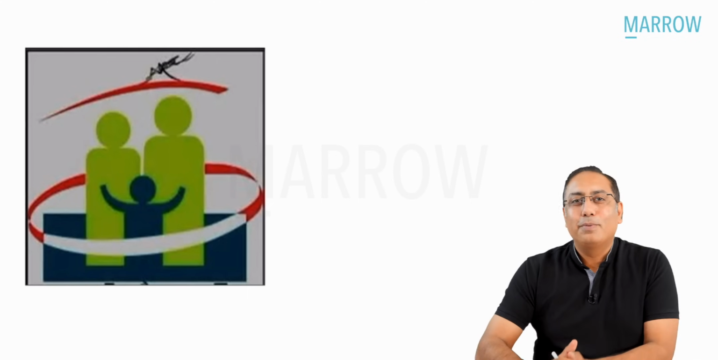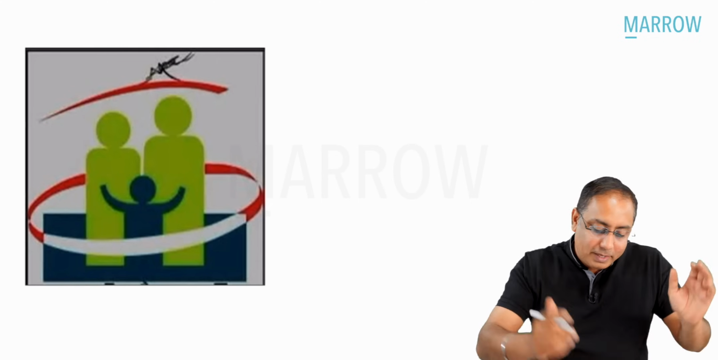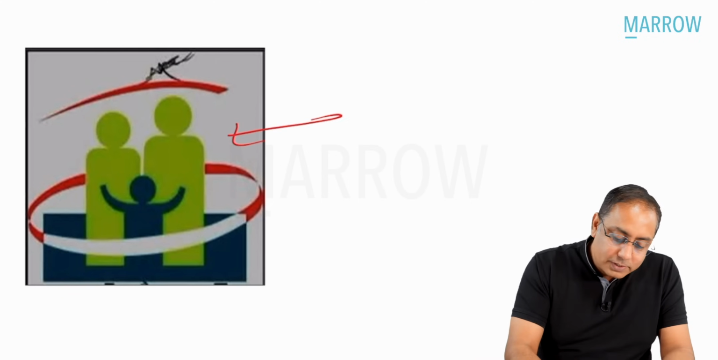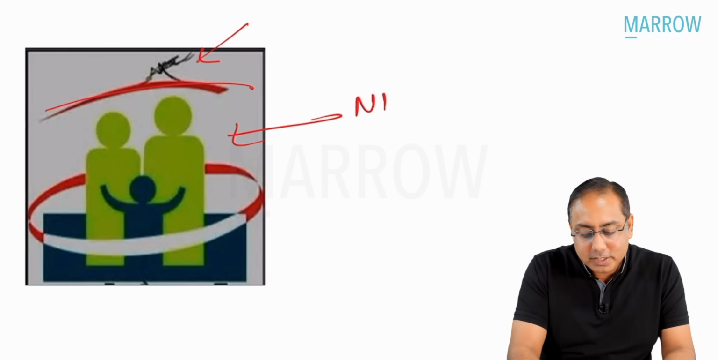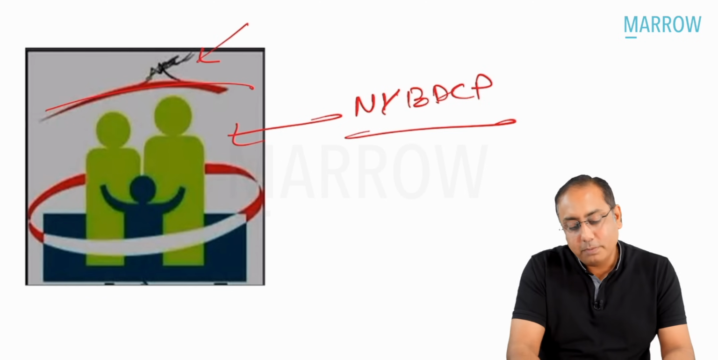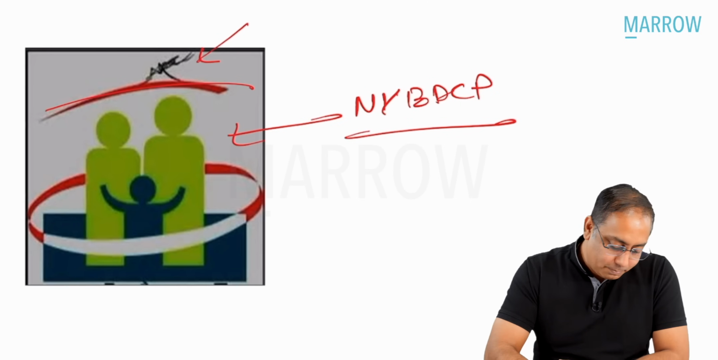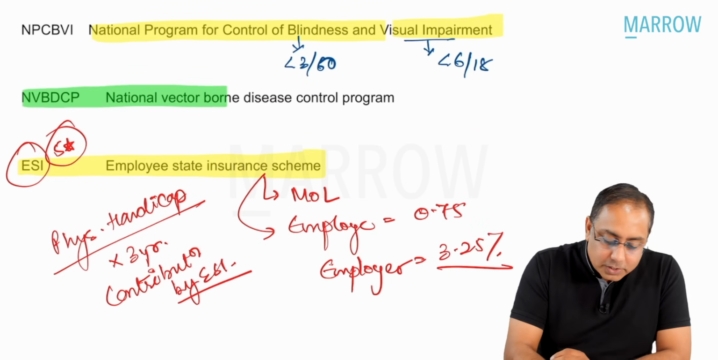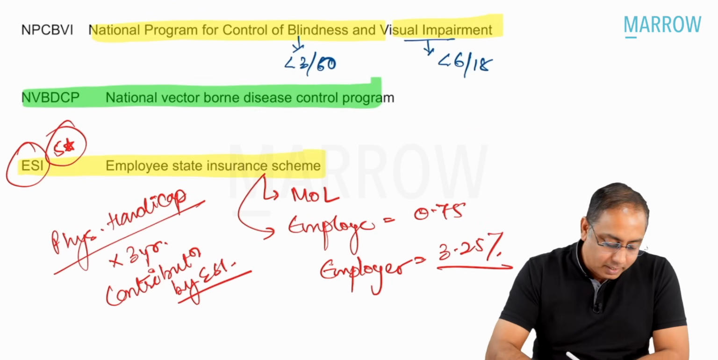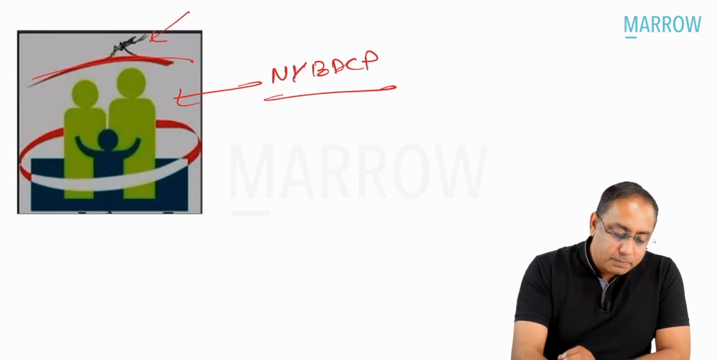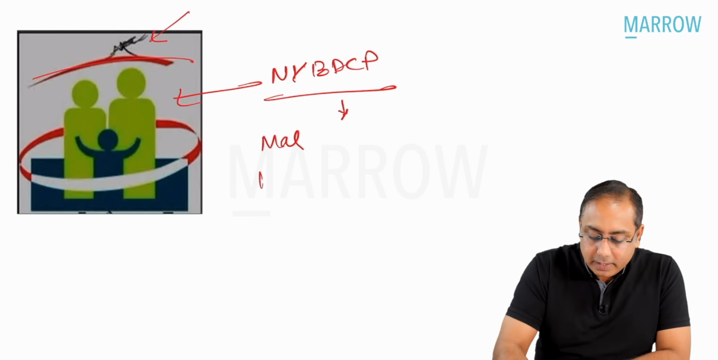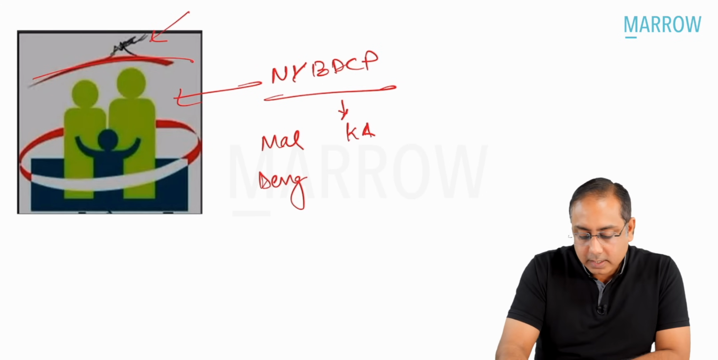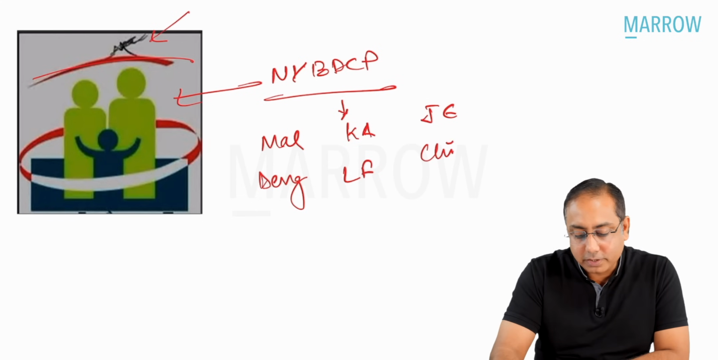Next in line, what is this logo, beta? You can see a happy family over here, and this family is having protection from this fellow. Who is this fellow? This fellow is the mosquito. So what is this program? National Vector-Borne Disease Control Program, NVBDCP. Under NVBDCP, how many diseases are there? There are a total of 6 diseases: malaria, dengue, Kala Azar, lymphatic filariasis, Japanese encephalitis, and chikungunya.